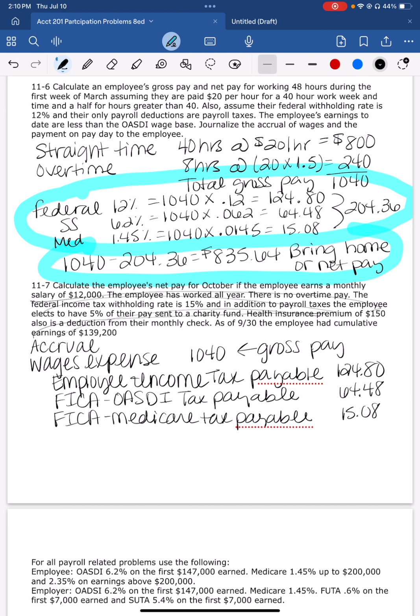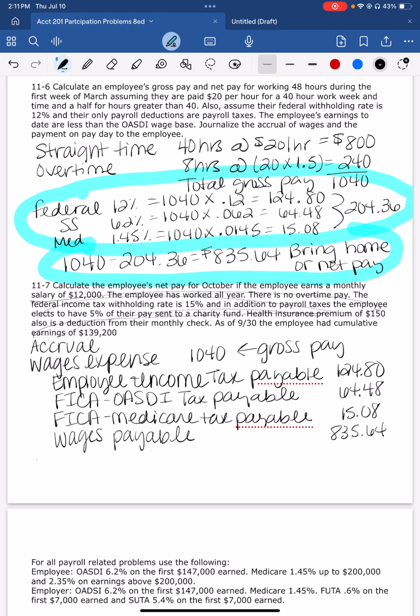And then our very last line is for what we're actually going to pay to the employee. So this is for the net pay. So you need to make sure that your debits and credits do equal, that you've not made a math error.